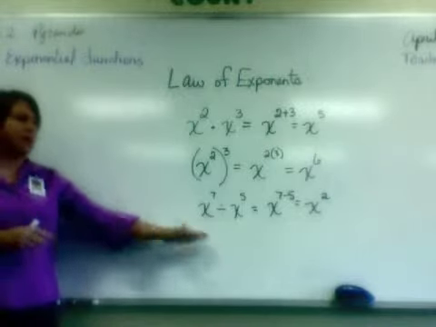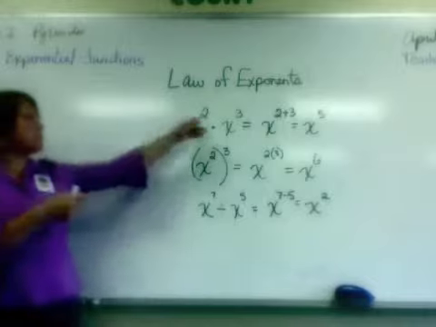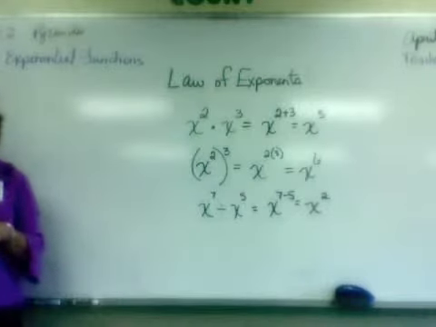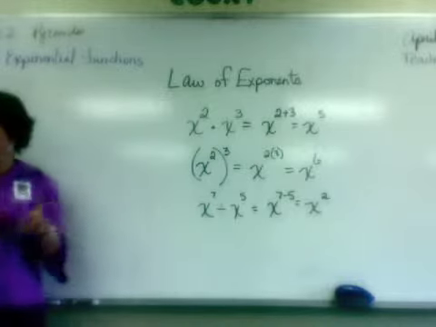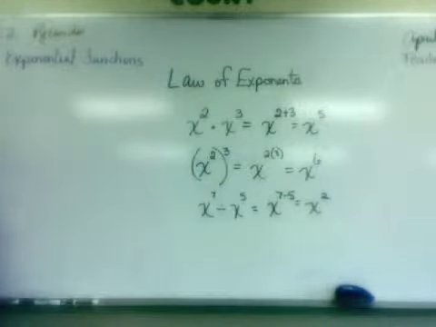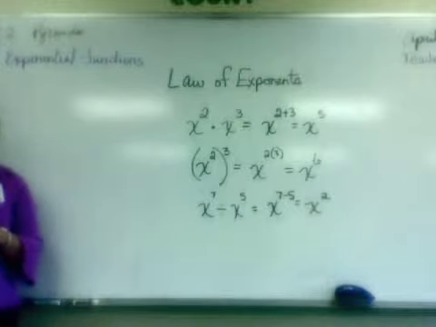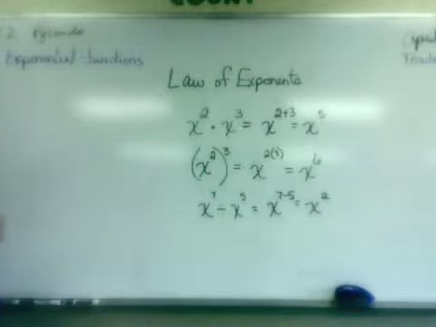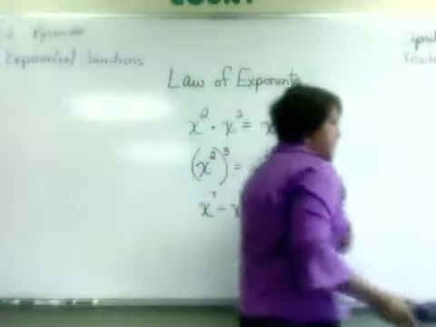What am I doing? Am I multiplying these two bases together? If that's the case, then I'm going to add the exponents. Am I raising a power to a power? If that's the case, I'm going to multiply the exponents. Am I dividing two identical bases? In that case, I would subtract the exponents. Now let's refresh our memory on how to work with radicals, because our exponents are going to be radicals.